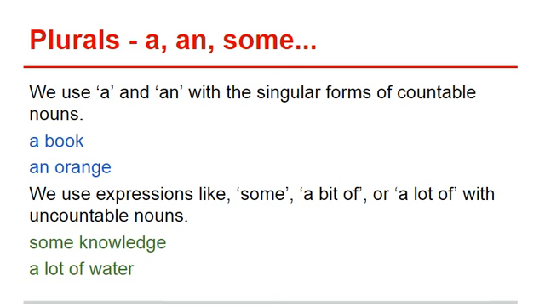Plurals: a, an, some. We use a and an with the singular forms of countable nouns. For example, a book, an orange. We use expressions like some, a bit of, or a lot of with uncountable nouns. For example, some knowledge, a lot of water.